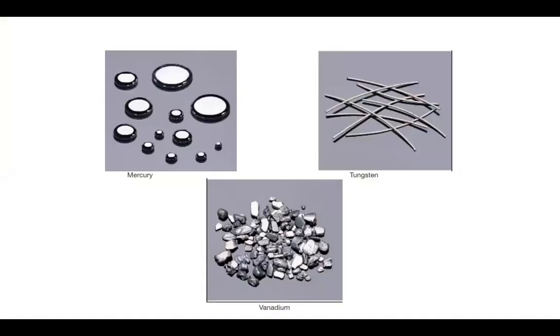Here are 3 other examples of transition elements, and I just wanted to show you this is what I mean by luster. They're really shiny. Of course, we know metals are shiny.